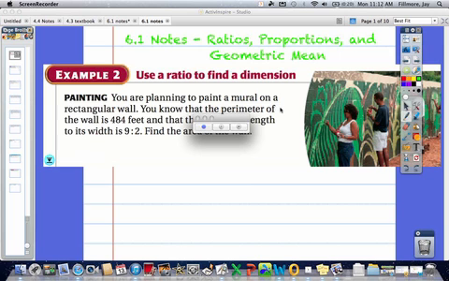And gentlemen, this is section 6.1, and we're talking about ratios, proportions, and the geometric mean. Well, ratios, we're not going to talk too much about them on their own in this section. We did some practice review of ratios for warm-ups.